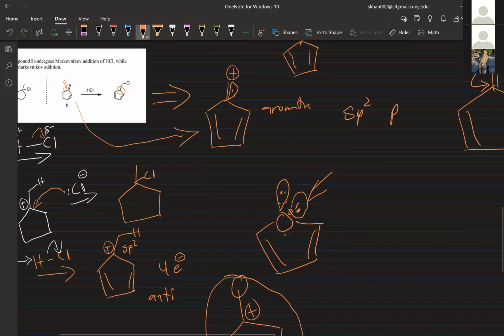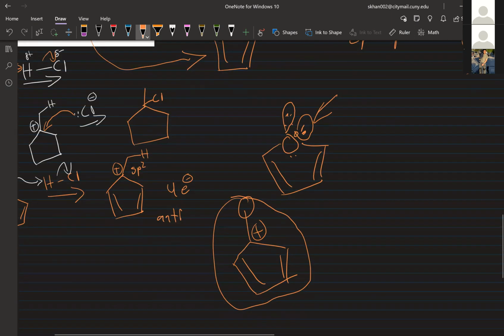The reason for that is because in this intermediate as it is, we get an anti-aromatic intermediate, right? We have a carbocation locked into sp2, so that's 4 electrons here, and it's anti-aromatic.